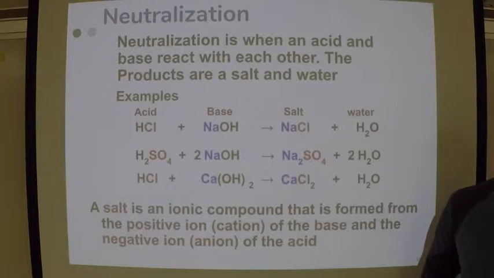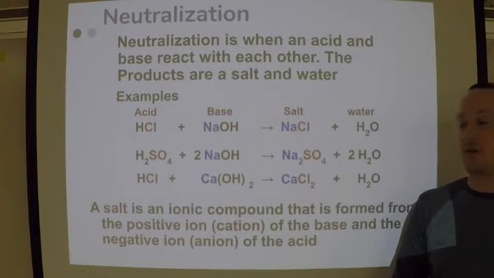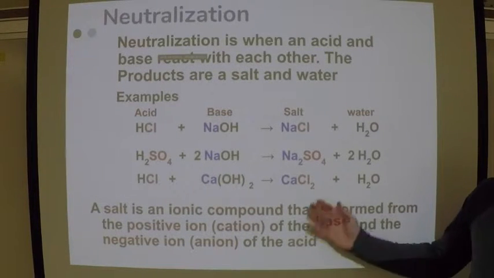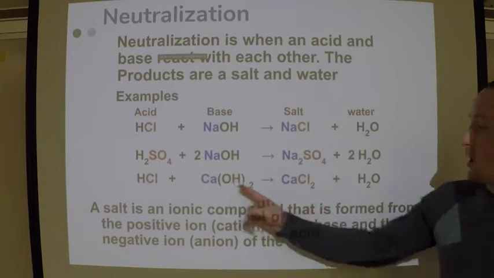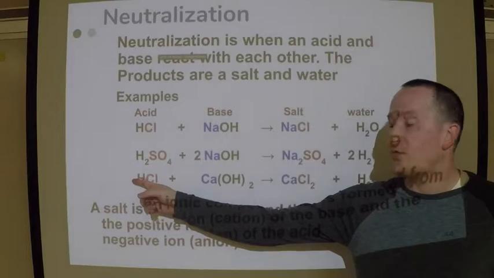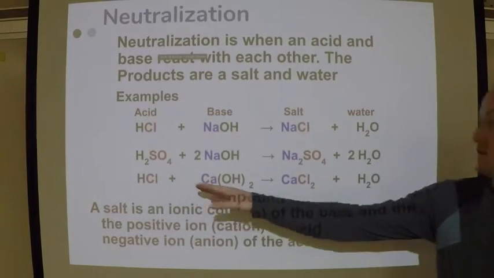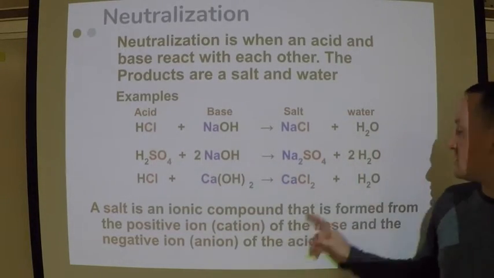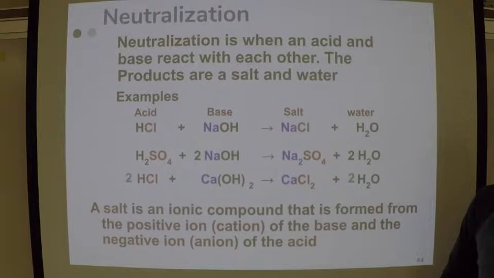This equation is also not balanced, so if I had asked you to balance it, you would need to do that. What I noticed first off is I've got 1 chlorine on the left and I've got 2 chlorines on the right, so I would need a 2 in front of my HCl here. Then to balance out my hydrogens and my oxygens, I would put a 2 in front of my water like that.